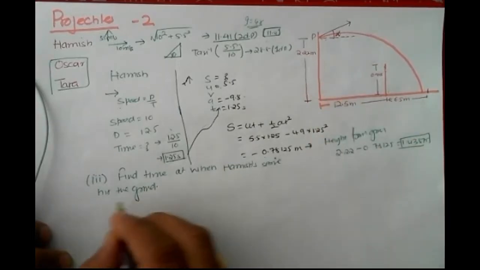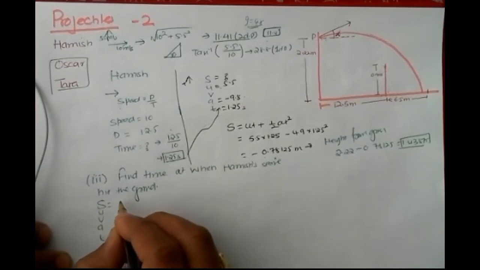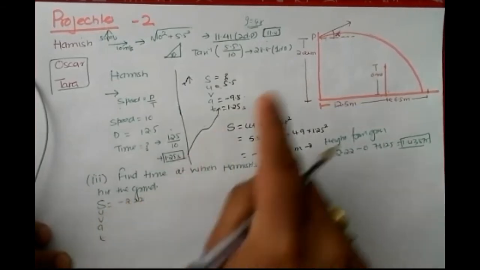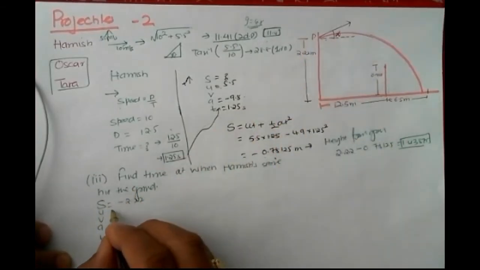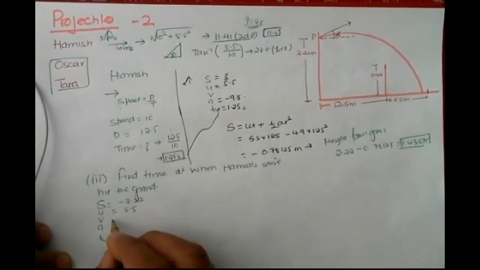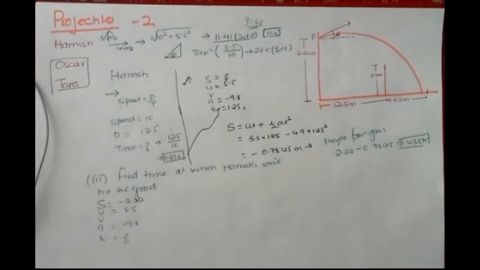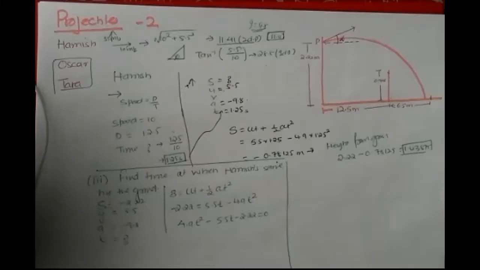So we do SUVAT again. Okay, so S would be minus 2.22 because it will come down. Okay, U, we know vertical speed is 5.5 going upwards. Okay, A is minus 9.8 and time is what we have to find. All right, guys, I will give you a chance to pause this and work it out yourself, please.